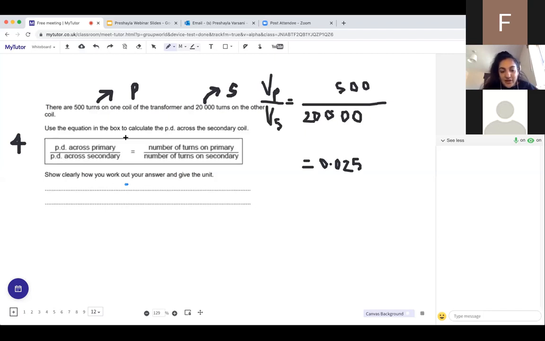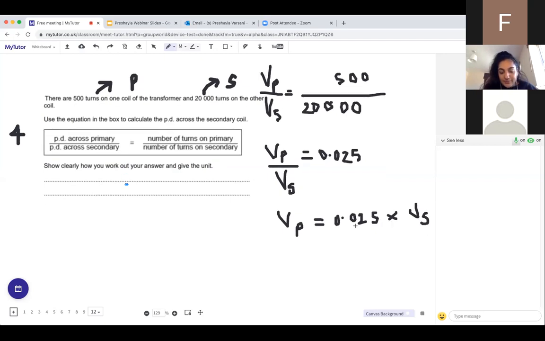And we're trying to find the PD across the secondary coil. So we're going to rearrange our equation for Vs. I'll times both sides by Vs so that I get Vp equals 0.025 times Vs. And then divide both sides by 0.025.